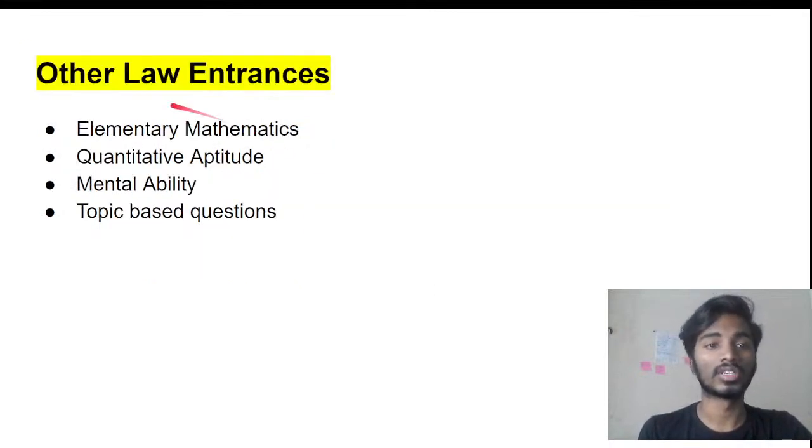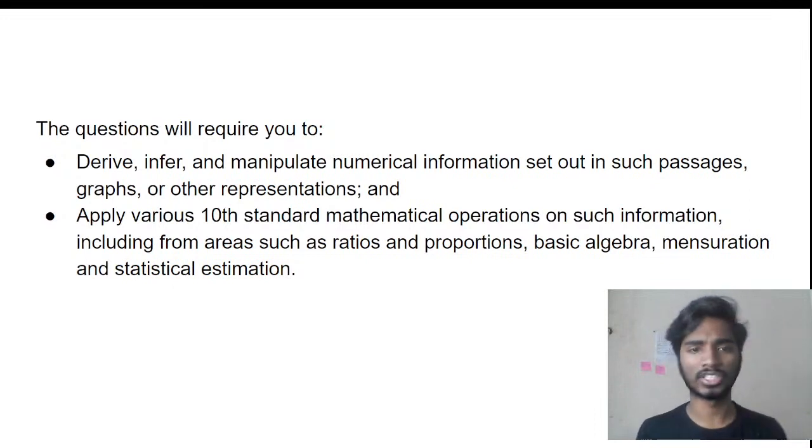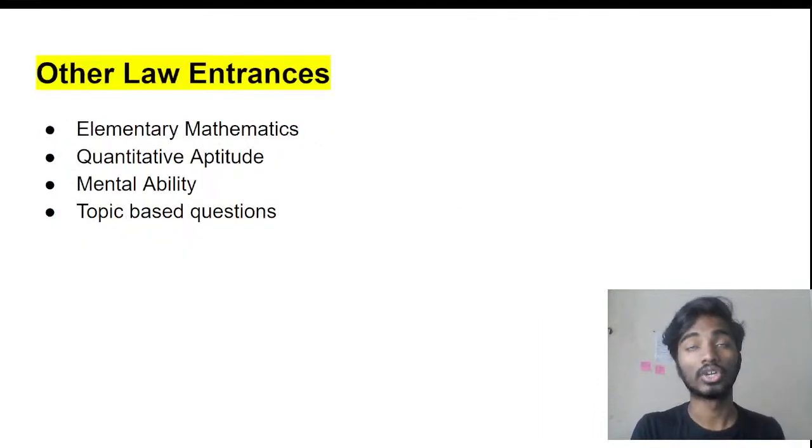So in other law entrance examinations, the section is known as elementary mathematics or quantitative aptitude, mental ability, and there are topic based questions. So what are topic based questions? Like there will be 10 or 20 questions which will be on different topics or on the same topics. Whereas in the CLAT examination, you'll be given one piece of information. It might be a passage, it might be a graph, it might be a pie chart, and you will be asked questions based on that particular piece of information. Whereas in other law entrances, it is topic based questions.